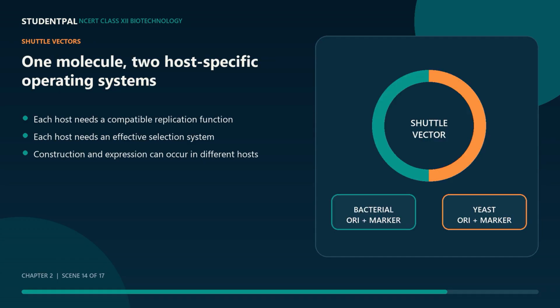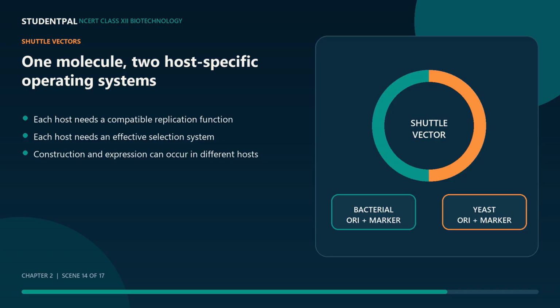A shuttle vector is engineered to operate in two different host systems. A common workflow constructs and amplifies the recombinant molecule in bacteria, where DNA manipulation is convenient, and then transfers it to yeast or another eukaryotic host for analysis or expression. To do this, the vector carries host-specific functions for both environments. It may contain a bacterial origin and bacterial selectable marker together with a yeast replication element and yeast selection marker.